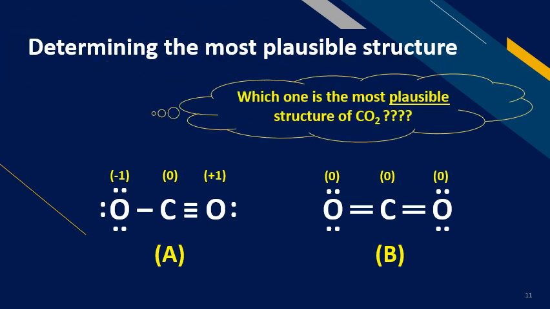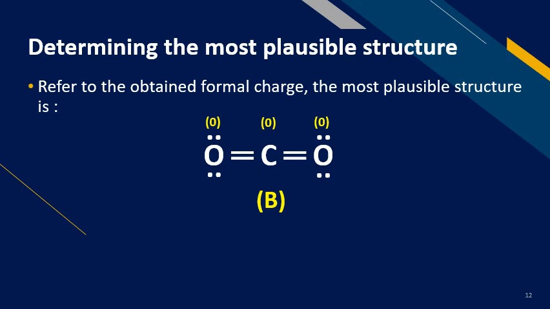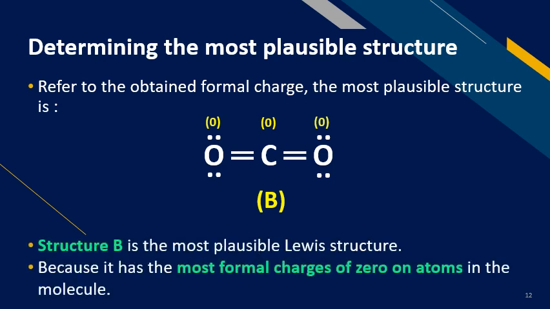Now, which one of these two possible Lewis structures of carbon dioxide is the most plausible? Structure A or structure B? Referring to the obtained formal charge, the most plausible structure is structure B. This is because it has the most formal charge of 0 on the atoms.